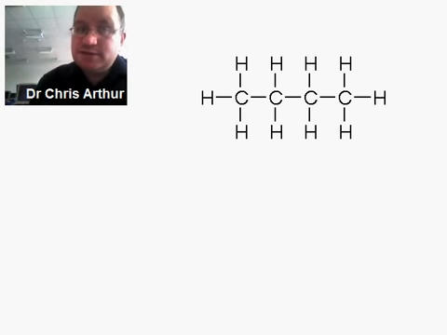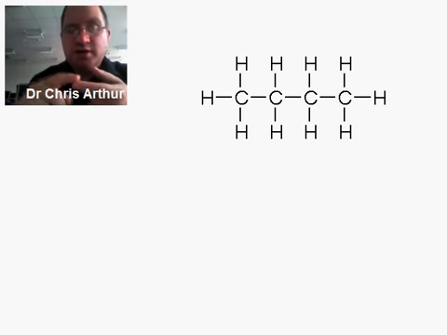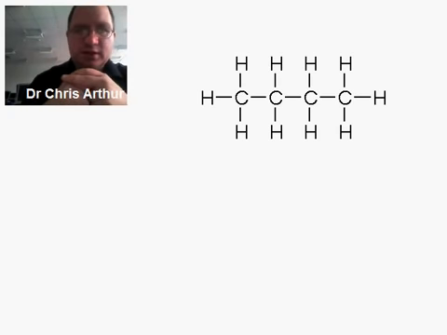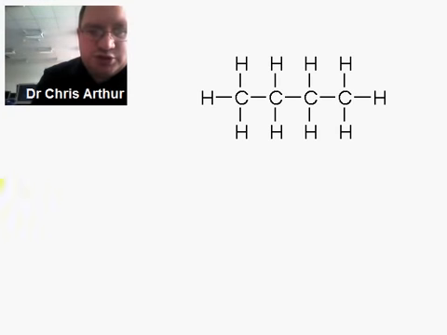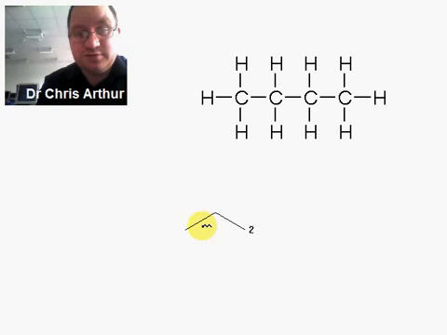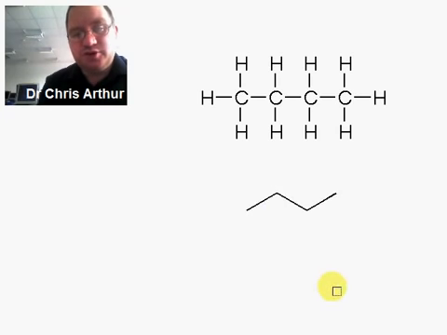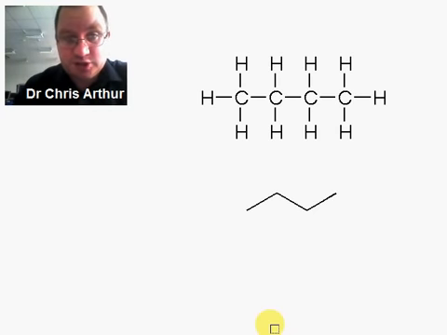So chemists need two things. They need a quick way that can convey information and looks easy to draw, and they need to be able to convey three-dimensional shape as well. Chemists use a system that's called line drawings or skeletal drawings. And I can quickly draw the molecule that we've got here, which is butane.